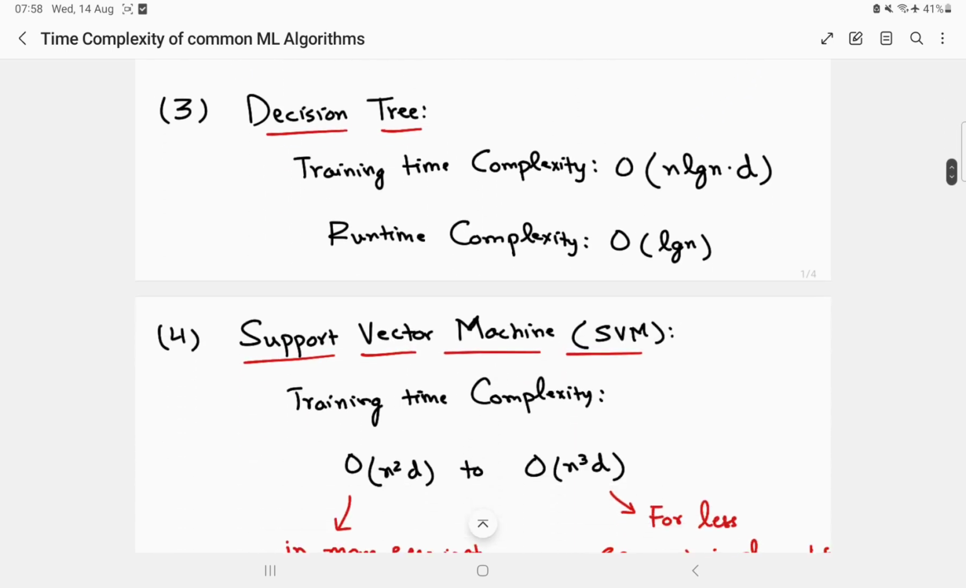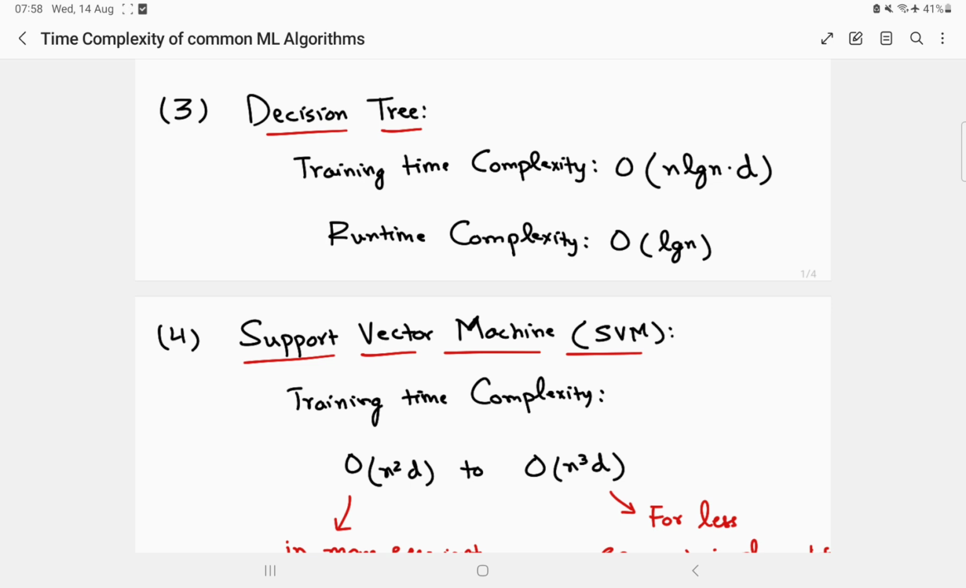The third one is decision tree. Here the training time complexity is big O of n log n times d. And why? Because building a tree involves splitting the data at each of the nodes, which requires sorting the data for each of the features. So if you have d features and you want to sort the data for each one of them, the time complexity of sorting is O of n log n in the general case. And you need to do this for all d features, and therefore the training time complexity is big O of n log n times d.